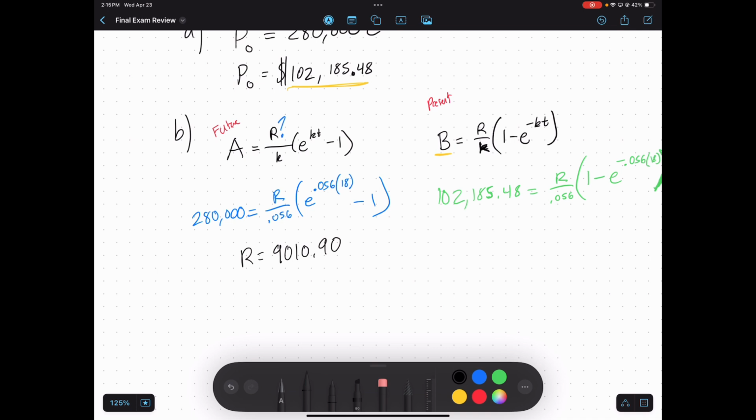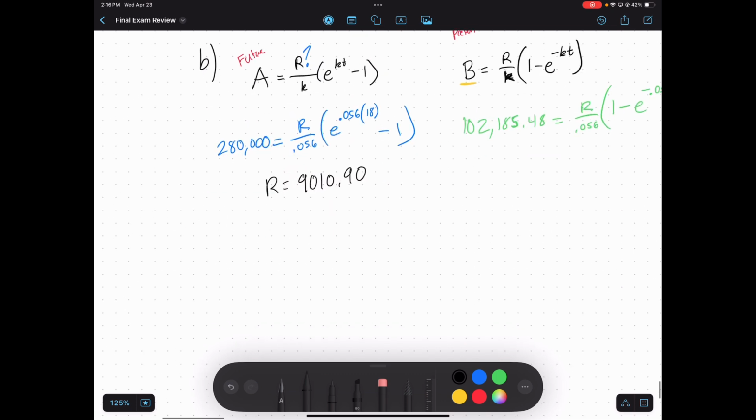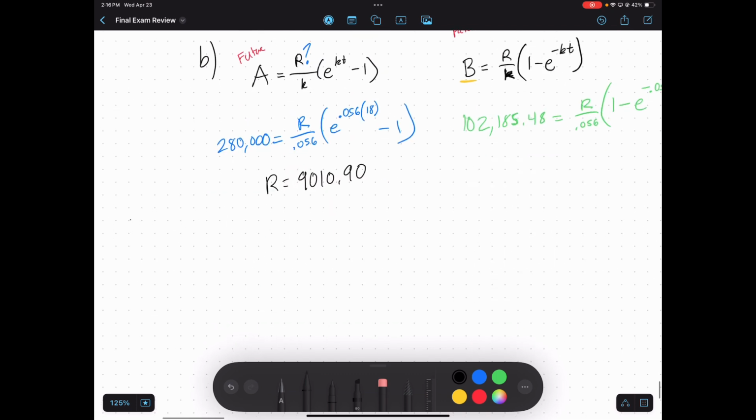So this one, number 20, is depletion of a natural resource. I kind of mentioned in class how we can actually use this accumulated income stream formula for depletion of natural resources, but we didn't actually ever go through an example. So this is where we get to go through an example of that.